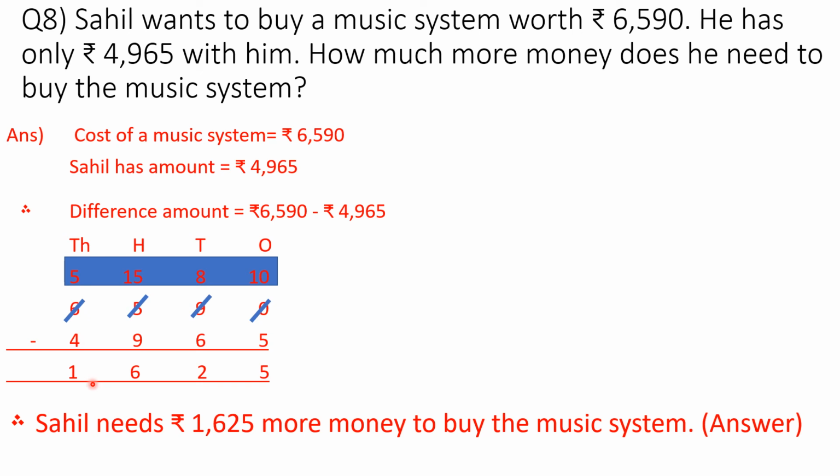So how much more money Sahil needs? 1625. So therefore, Sahil needs rupees 1625 more money to buy the music system. Okay. I hope you are getting children.